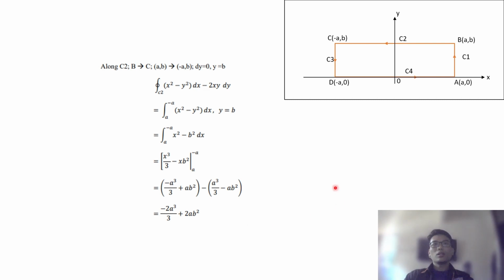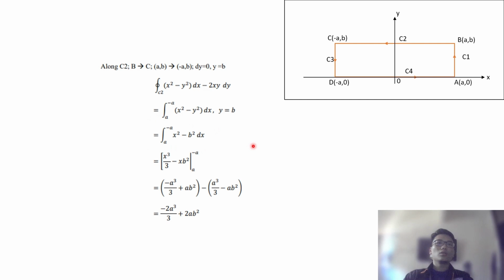Okay, so along C2. C2 is from point B to C. Your coordinate for y remains unchanged because it's still b, but your x coordinate goes from a to negative a. So your limit will be from a to negative a, and this term will become 0 because dy is 0, and you need to substitute y equal to b. How to substitute that?